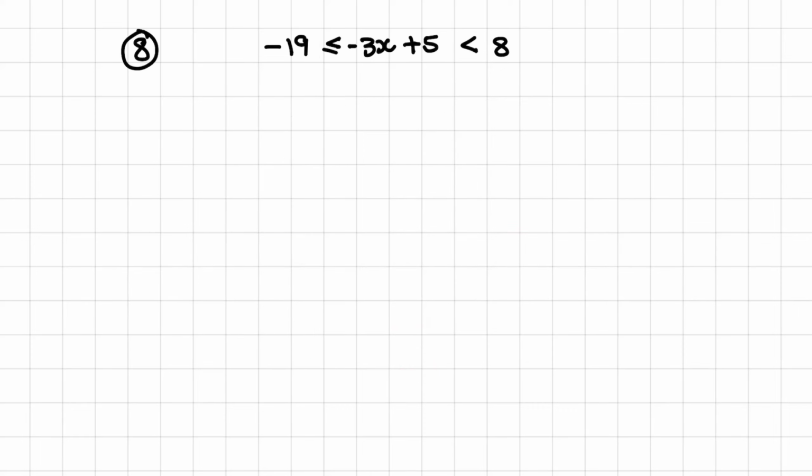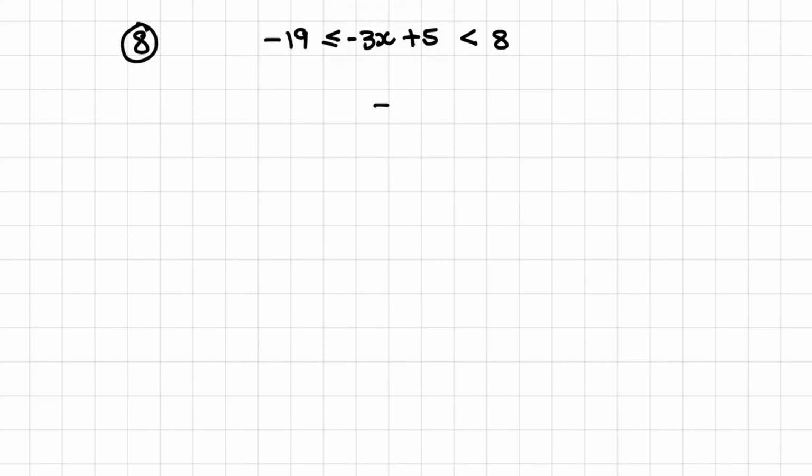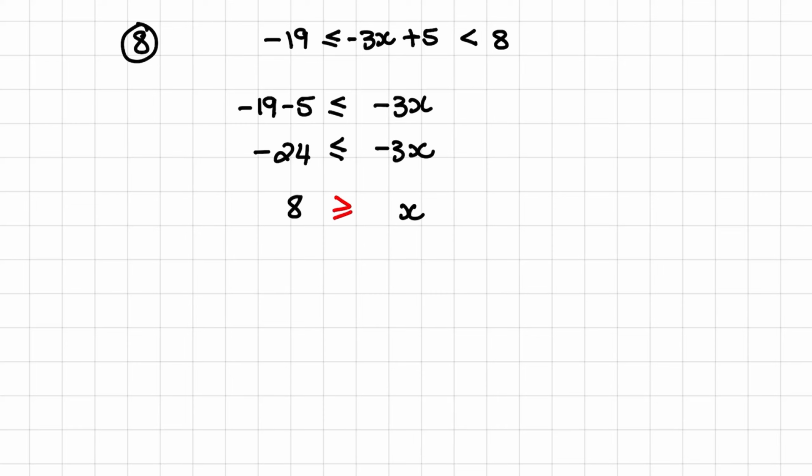And in our last example, we have -3x plus 5 is bigger or equal to -19, and -3x plus 5 is smaller than 8. So first, let us solve for x in this inequality. So I want to isolate x, so I move the 5 to the left-hand side, and that becomes -5. And if I simplify that, I have -24 is smaller or equal to -3x. And then I divide both sides by -3. So x would be smaller or equal to 8, because -24 divided by -3 is equal to 8. And remember, if I divide by a -3, the direction of the inequality changes.